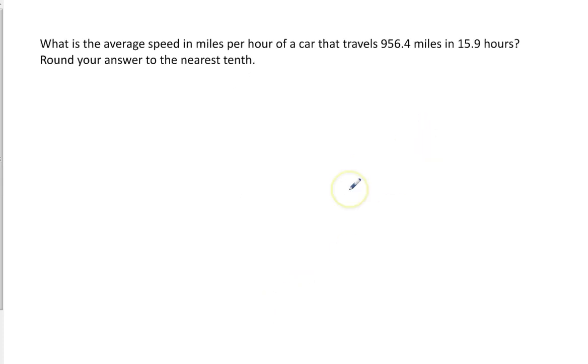What is the average speed in miles per hour of a car that travels 956 and 4/10 miles in 15.9 hours? So again, average speed means per one, and we want our miles per hour. Since 15.9 is hours, that's our divisor. So we have 956 and 4/10 divided by 15 and 9/10 hours.